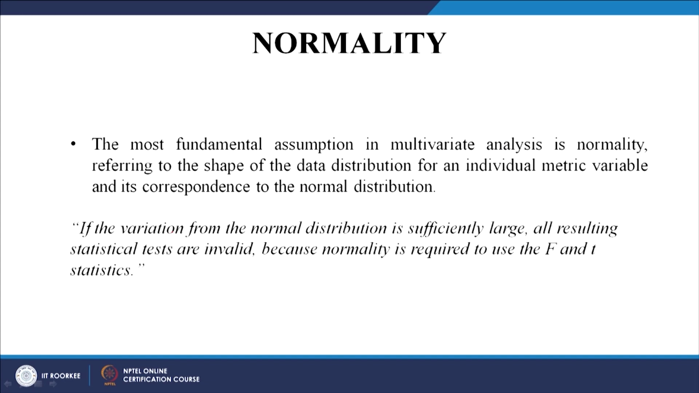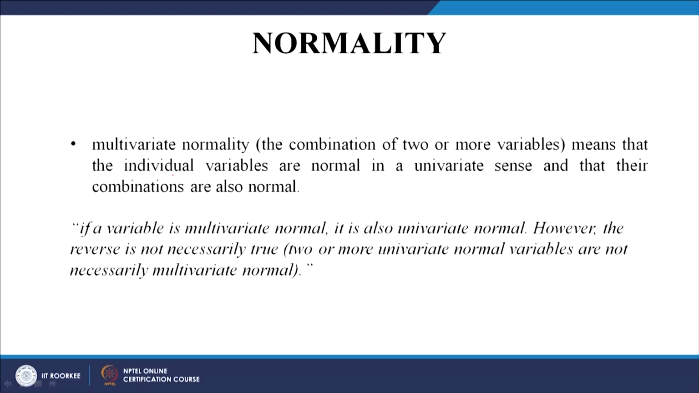If the variation from the normal distribution is sufficiently large, all resulting statistical tests are invalid, because normality is required to use the F and the t statistics. So, if your data is not normal, your statistical analysis will give you all kinds of error results. Multivariate normality, which is a combination of two or more variables, means that individual variables are normal in a univariate sense and that their combinations are also normal, but there is a problem here.